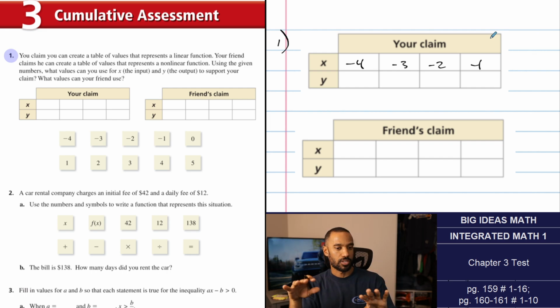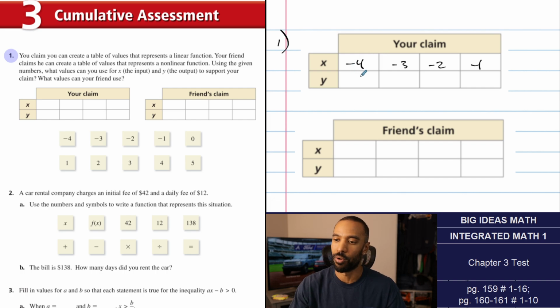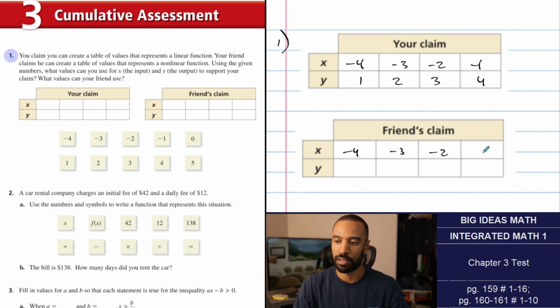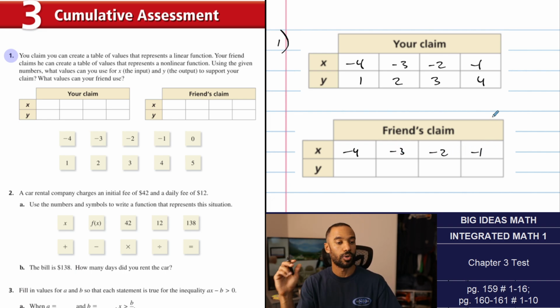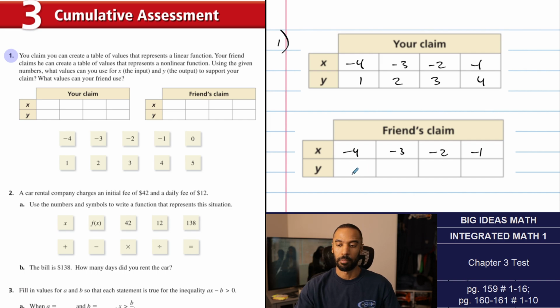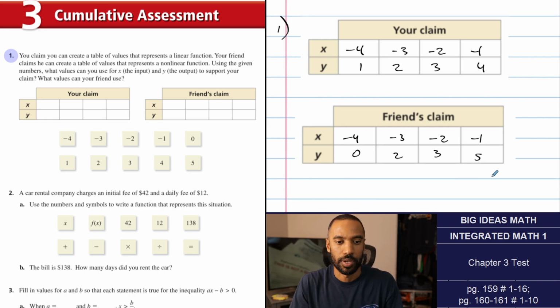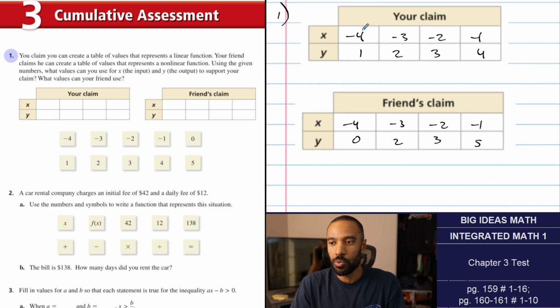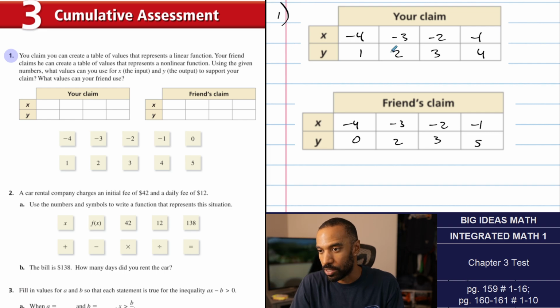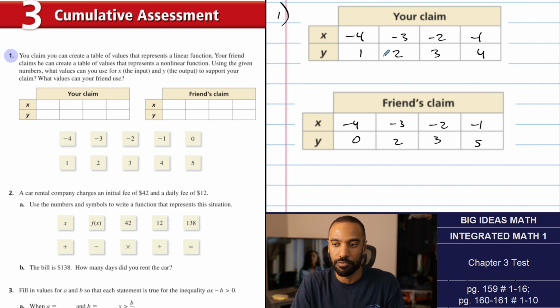I want to not repeat my own values in my own claim. So now I want to use these other numbers here. For this one, I can use say 1, 2, 3, and 4. And if I do, then they all increase by a constant amount. For the friend, I can do the same thing, like -4, -3, -2, -1, but make sure they don't increase by a constant amount. And I can honestly make something up. I could say 0, 2, 3, 5. And that would be good. Basically, we need these to go by constant amounts. They don't have to go by ones. And I could have gone pretty tricky if I wanted to, but I wanted to make sure something worked.